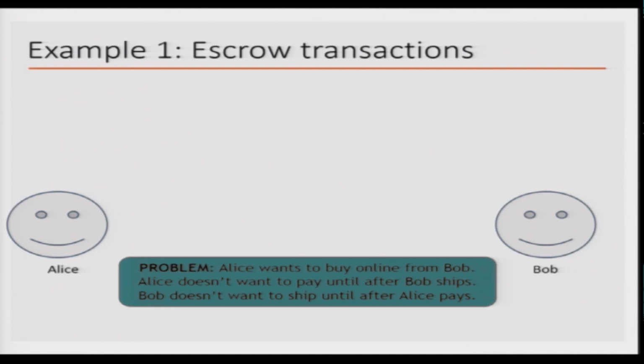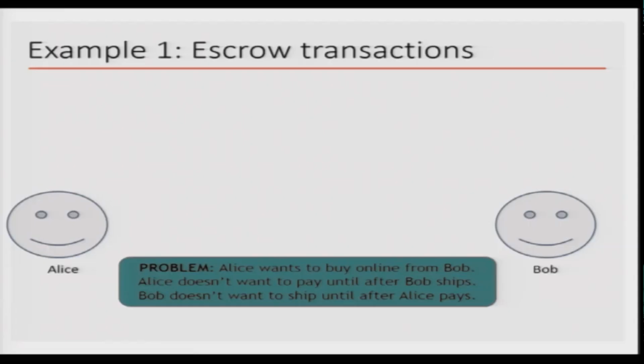There are many others that you can do with this scripting language. But as we said, since this is not a Turing complete language, we cannot do very complex things with this, and therefore, we have to have a Turing complete language if we want to do very general things with the help of blockchain. And so, let us see what is an escrow transaction.